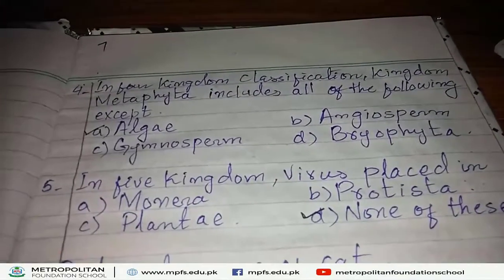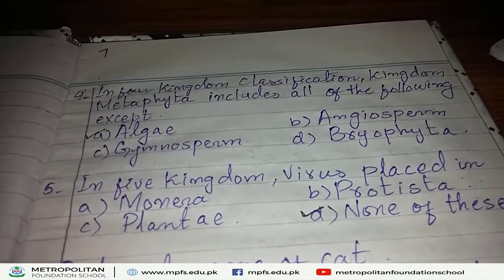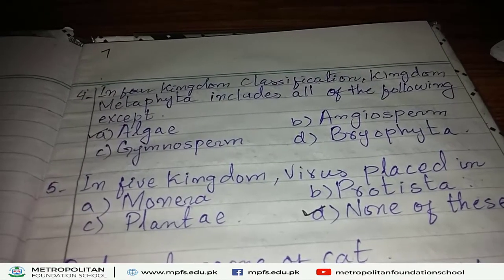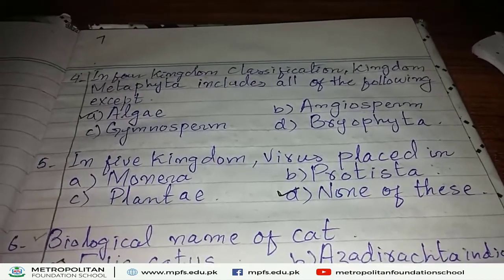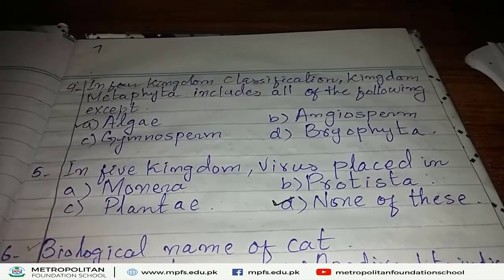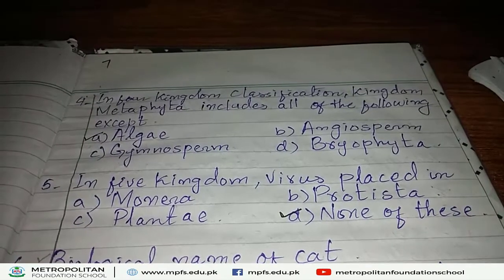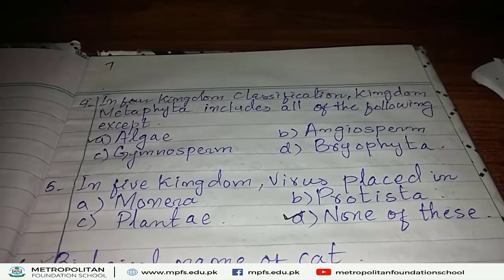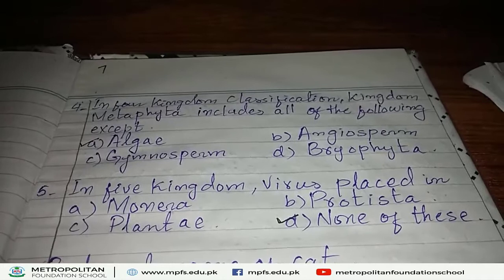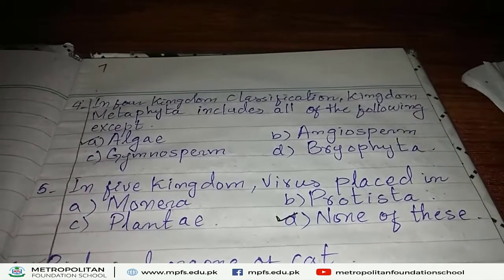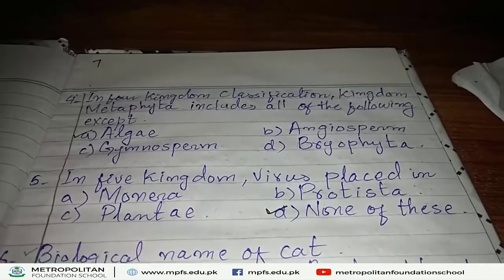Next, in 4 kingdom classification, kingdom Metaphyta includes all of the following except: A, algae, B, angiosperm, C, gymnosperm, D, bryophyta. Angiosperm, gymnosperm and bryophytes are all included. Only one is unnecessary, that is option A, algae. Algae are not included in this classification. So the correct option is option A, that is algae.